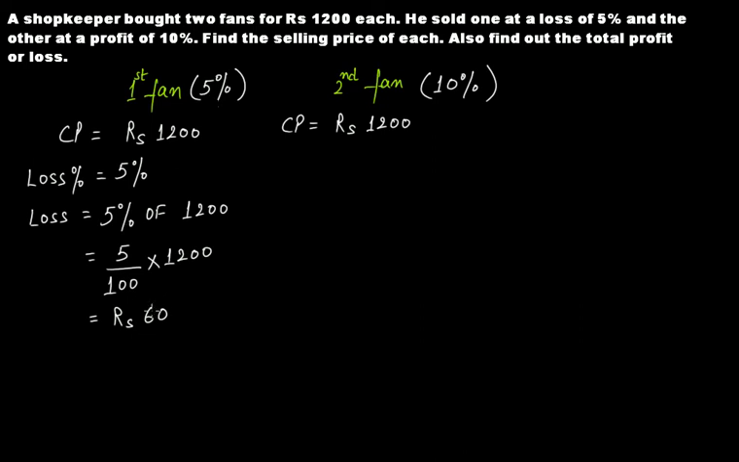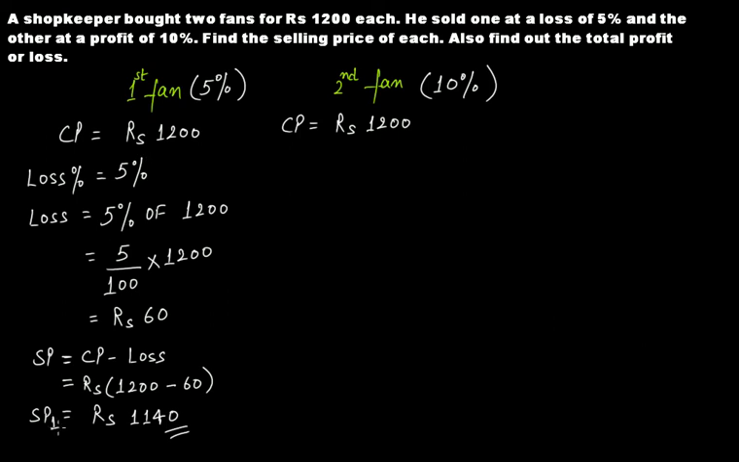So this is the loss that you make when you sell this fan at a loss of 5%. So what will be the selling price? Now clearly the selling price in this case will be cost price minus loss. So the cost price is rupees 1200, and the loss is rupees 60. So you get the selling price of this first fan as rupees 1140, right? This is the selling price of this fan. Let this be selling price 1.